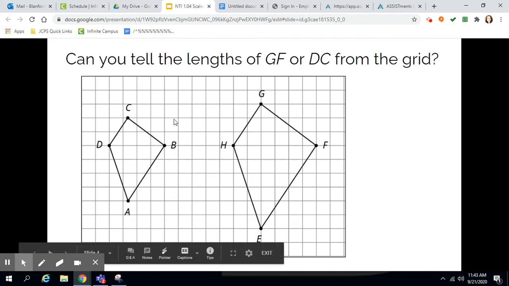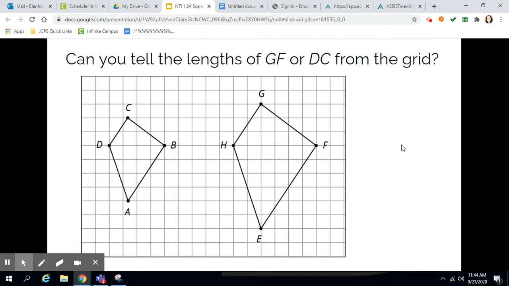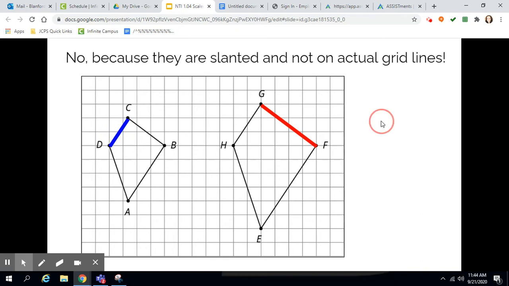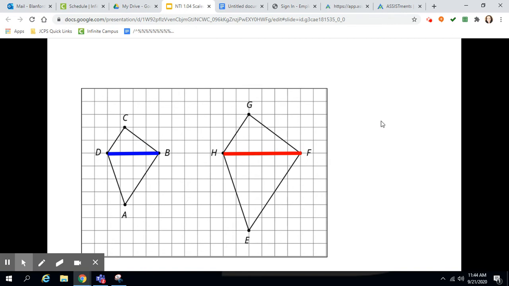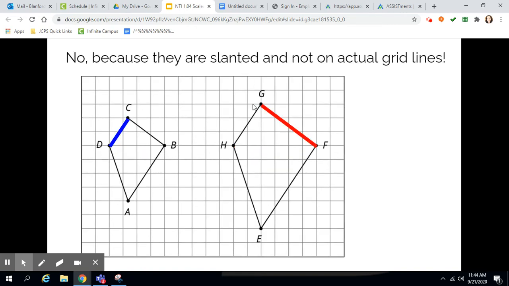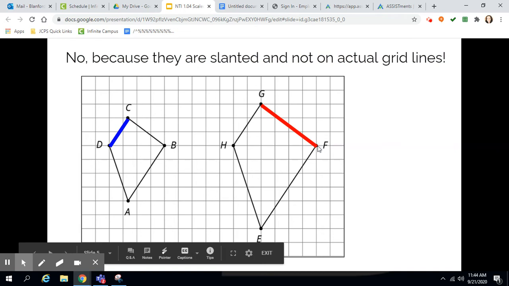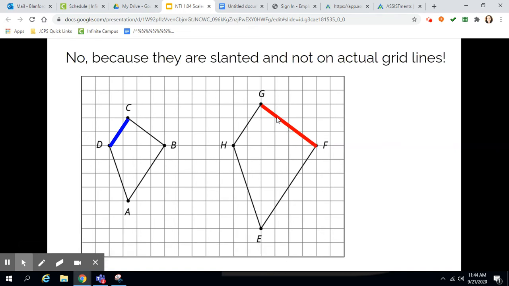So if we're looking here, can we tell the lengths of GF or DC on these two figures? We can't, because they're actually slanted. They're not on grid lines, right? So even though this looks like it goes through 1, 2, 3, 4 squares, we can't say that it's a length of 4 because it's not on actual grid lines.